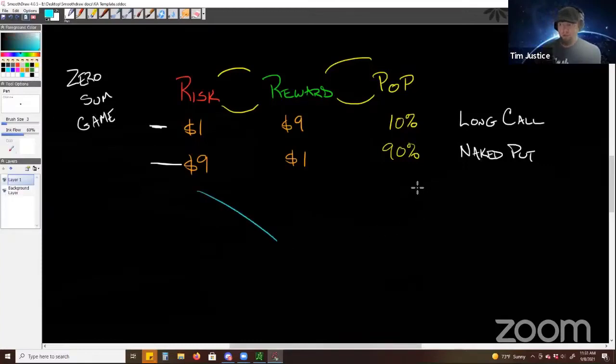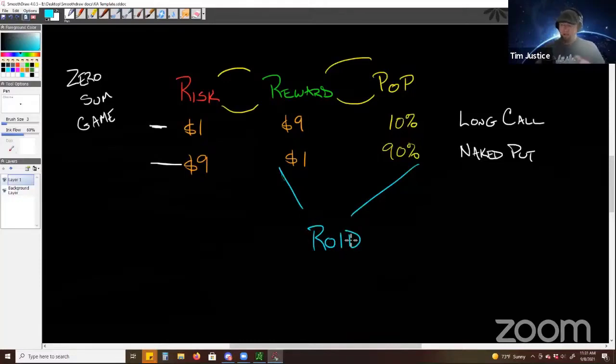Option sellers tend to focus on high probability trades, right? We want to have that high POP ratio so that we know we can generate income through theta and consistency and all that kind of stuff. But it also has to be relative to what your risk is. And that's where delta comes in. There's a lot of mathematical factors that go into it.